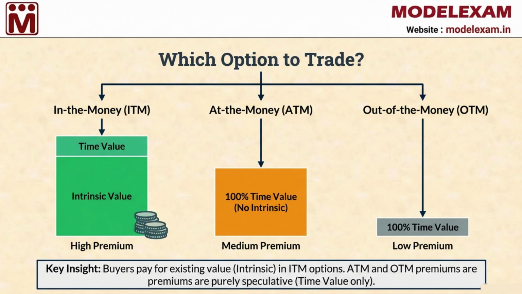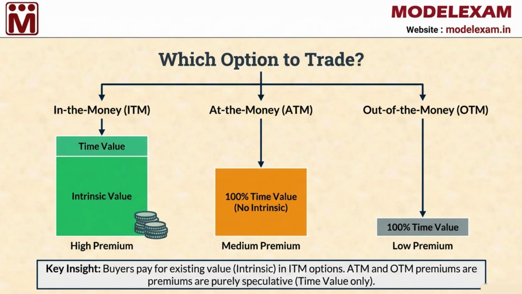In this video, we will look at which option to trade by comparing different categories of options. We can think of options in three main ways: in the money, at the money, and out of the money. When you buy an in the money option, you are paying for existing value, which we call intrinsic value, along with some time value, which makes the premium high.